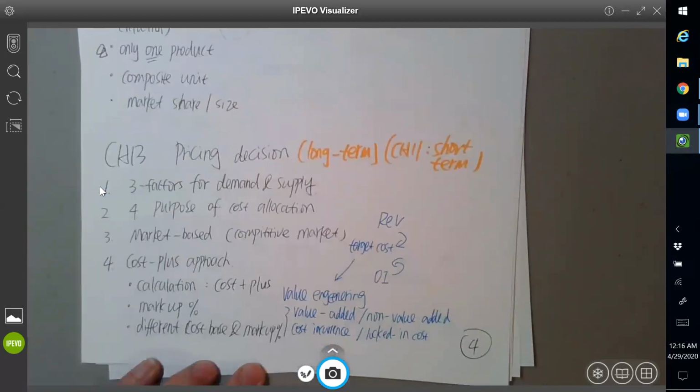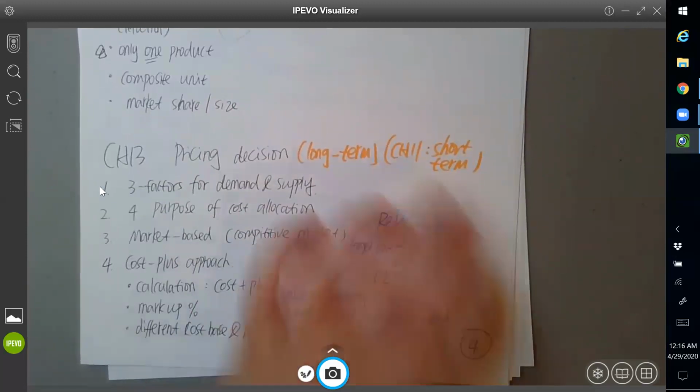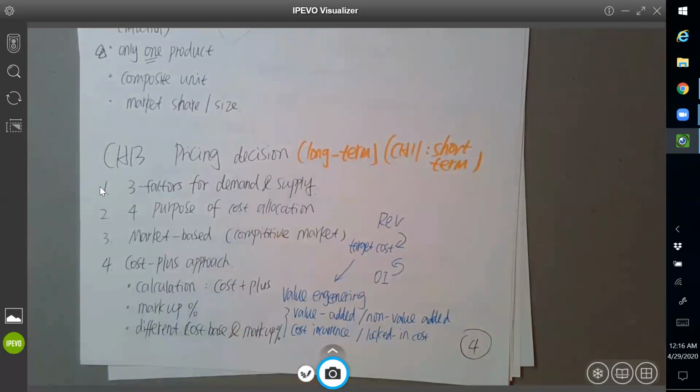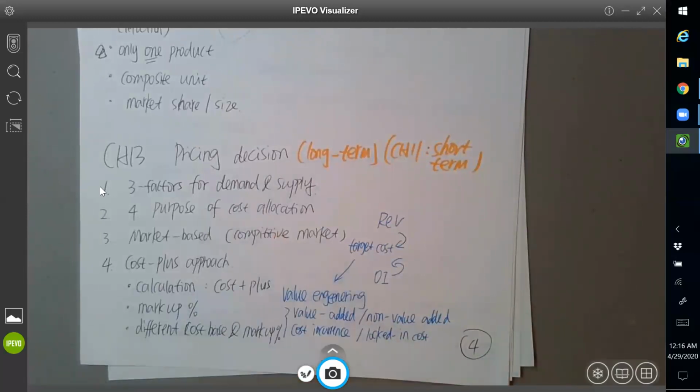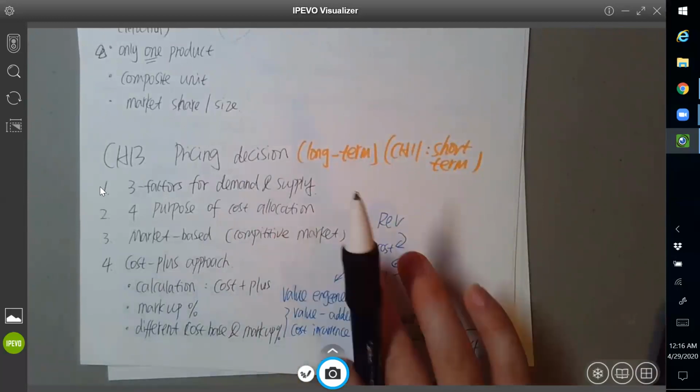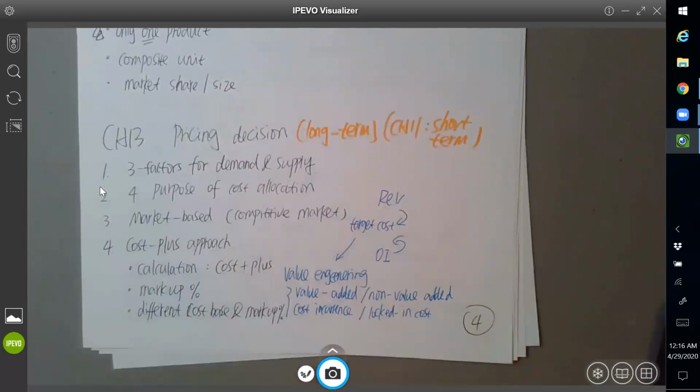Chapter 13 talks about pricing. This is for the long term. I'll just go back to chapter 11, which talks about the short term. There are 3 factors: demand and supply, cost computation, and customer. For the purpose of the allocation, I'm not going to repeat it, just know the purposes, go back to the textbook, because I cannot remember either.